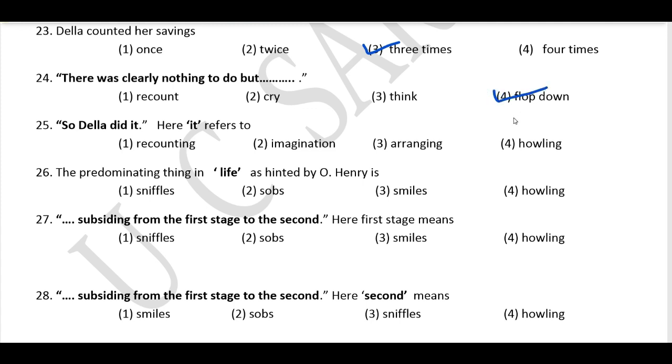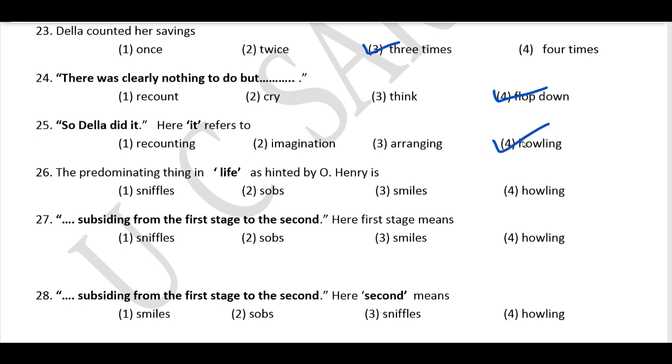24, 4. Then 25. So Della did it. Here it refers to what? Crying or howling. Okay. So the option is 4.